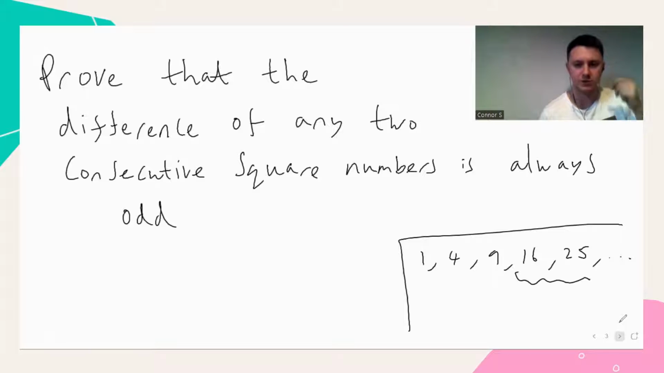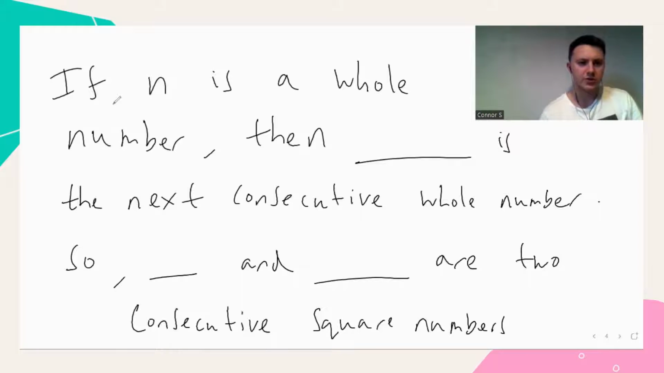So obviously we've got to use algebra to do this. So think about it like this. If we've got a whole number, we'll call that n, then that means that n plus 1 is the next consecutive whole number. So that means that n squared and (n plus 1) all squared are two consecutive square numbers, because n and n plus 1 are two consecutive whole numbers.